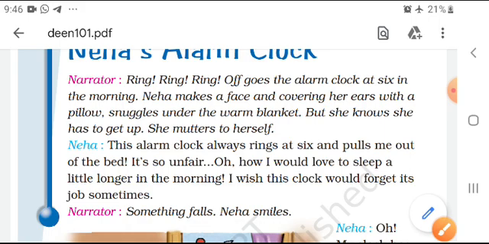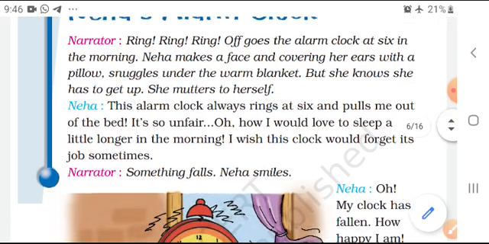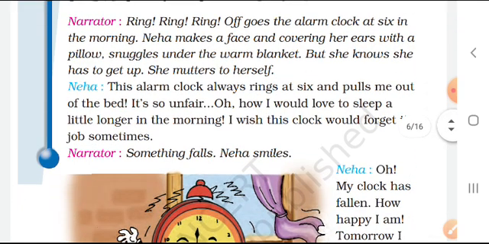So that is the matter. See, muttering, sometimes we also do this. Why do I wake up in the morning, why am I doing this? Likewise, Neha is also muttering to herself, speaking to herself. Now the next line is from the mouth of Neha. So now Neha is saying something.